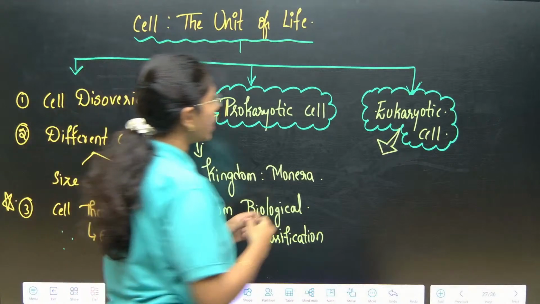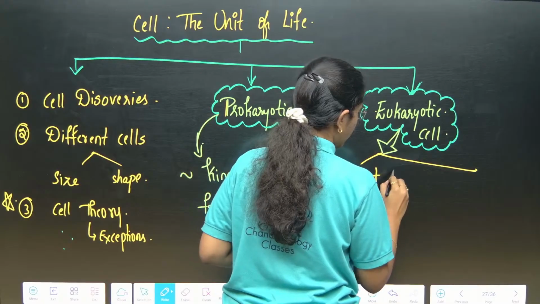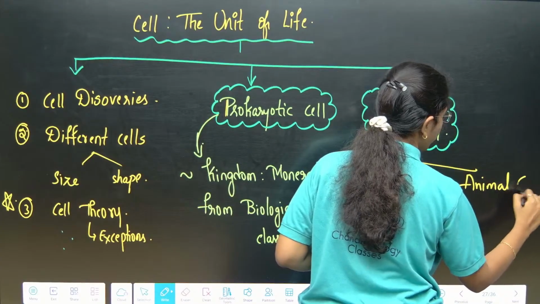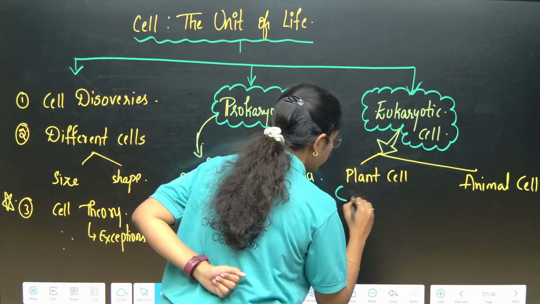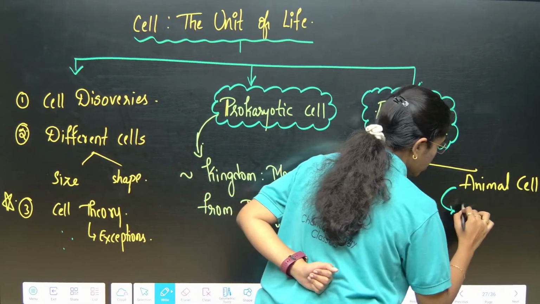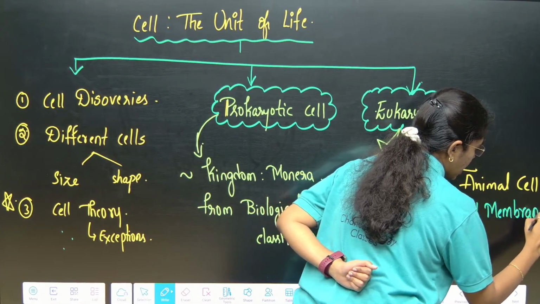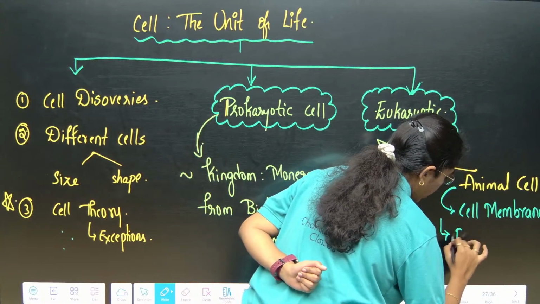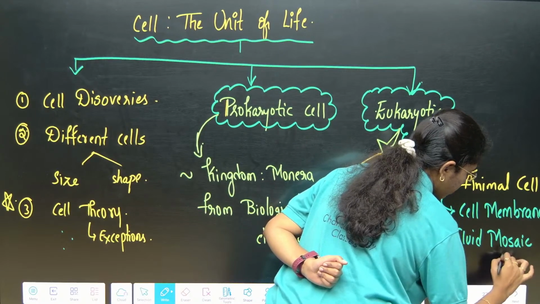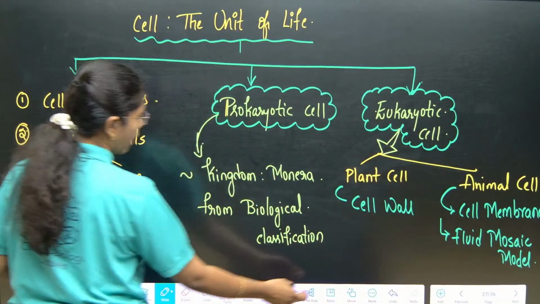Okay, so here we go about plant cell and animal cell. From plant cell you will learn first what? Cell wall. Here, cell membrane. In cell membrane, what is the major model you will look into, beta? Fluid mosaic model. Fine, right?